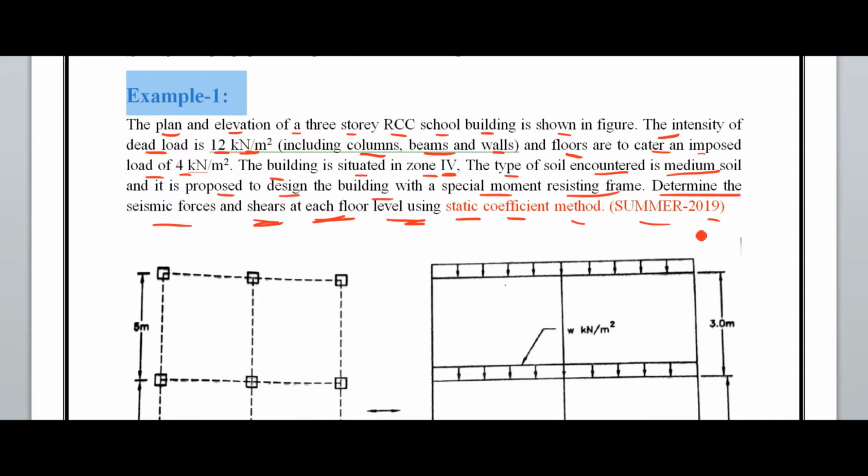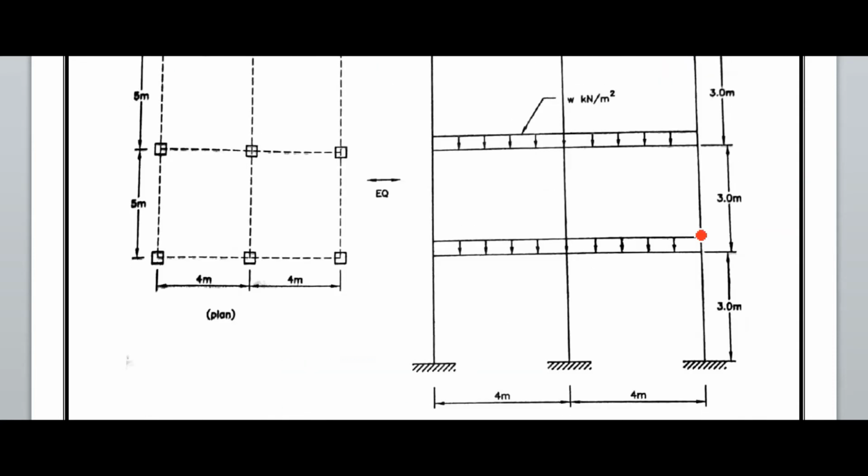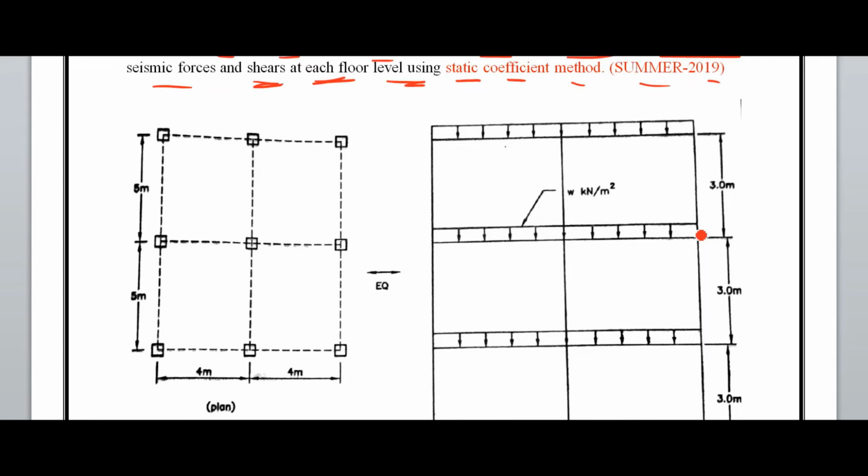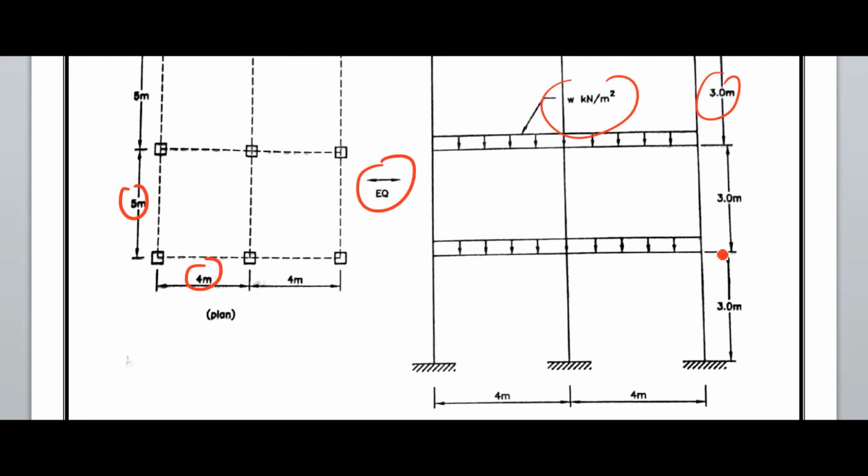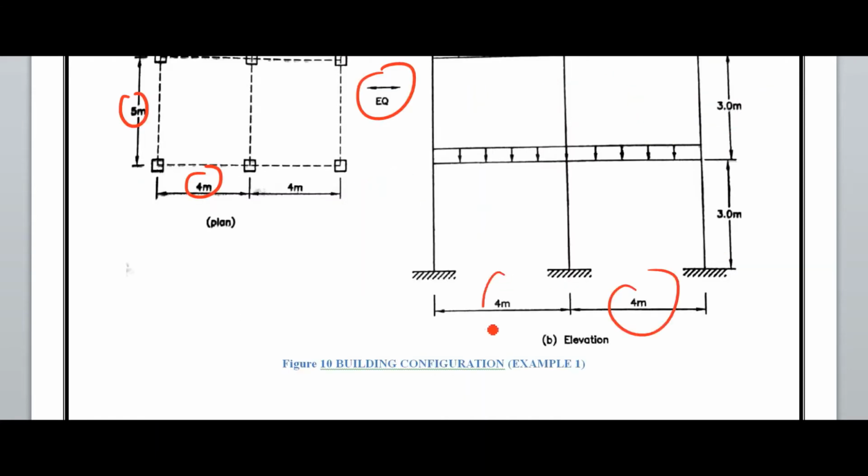So let's start. Okay, you have to draw this figure. You can see here is the earthquake force direction. Here is a 4 meter by 5 meter. W we have to calculate, 3 meter height, 4 meter width between two columns.